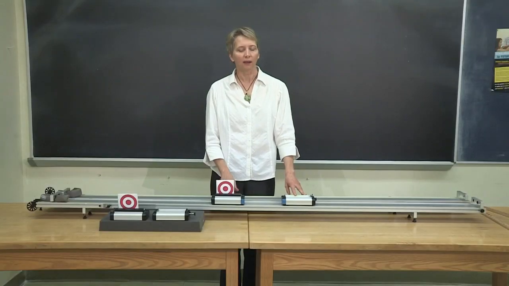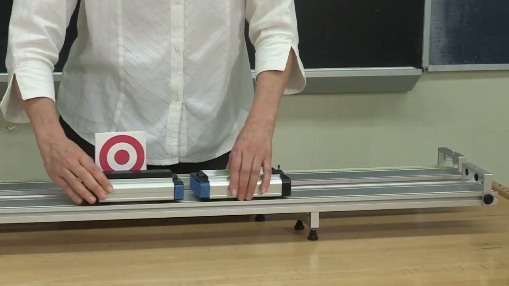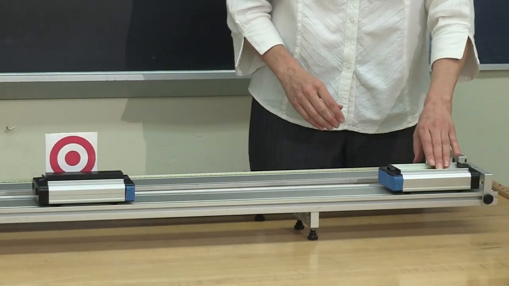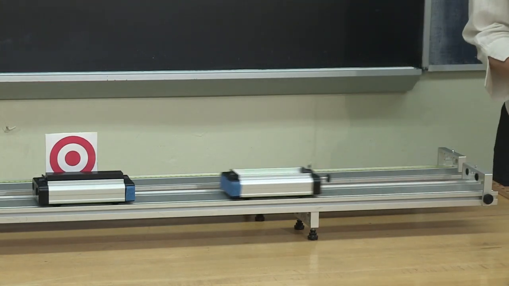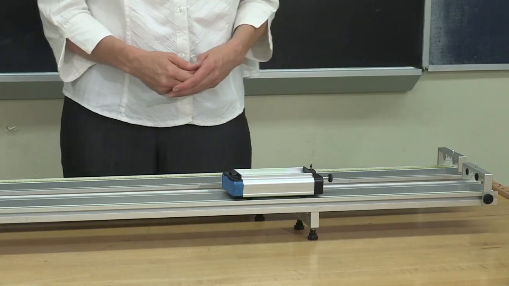On this second track, I have turned the cart so that the ends with the magnets face each other, preventing direct contact. Watch what happens to the second cart when I launch it at the target cart. On the second track, the launch cart rebounds after the collision.